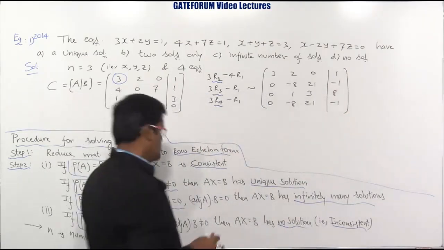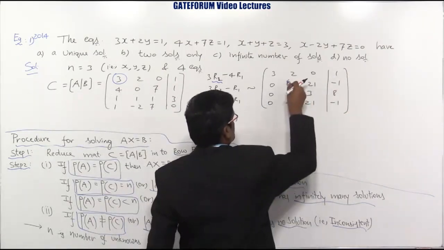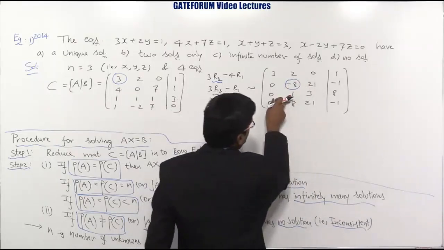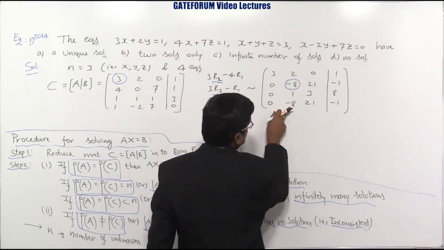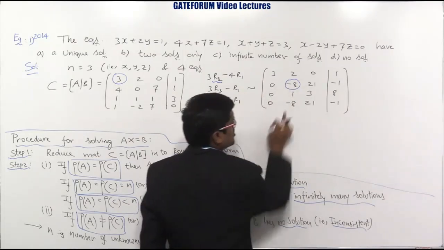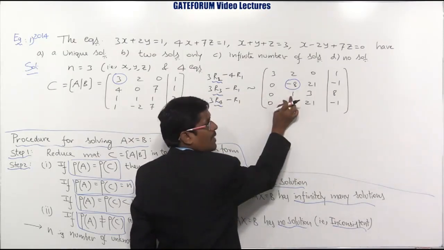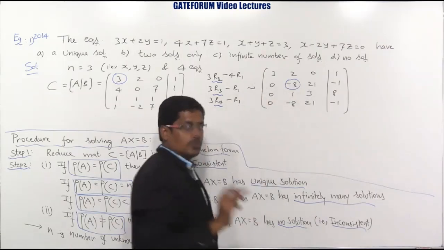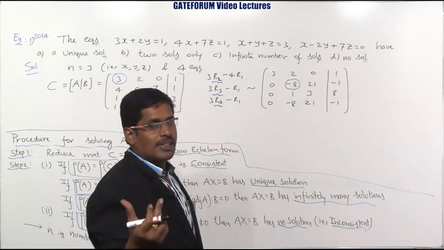Okay? So the first non-zero element in the second row is minus 8. We should make the elements down it 0. That means this 1 and minus 8 we have to make 0 with the help of this minus 8. So make the R3 element and R4 element 0 with the help of R2, by applying row operations.